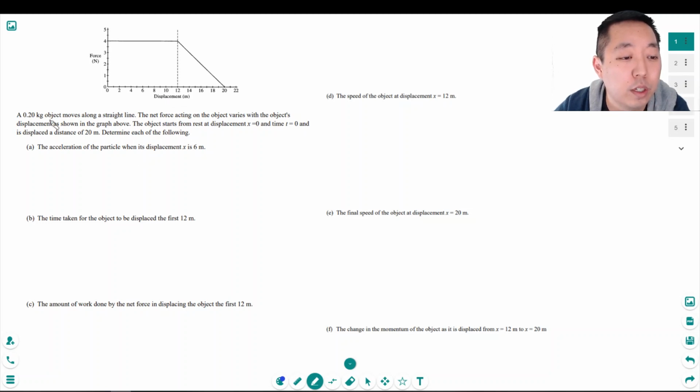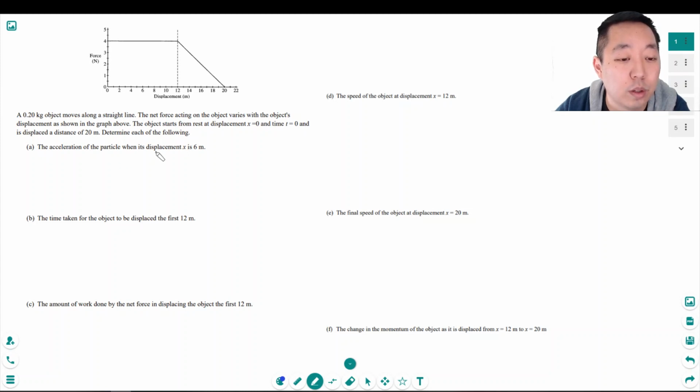So a 0.2 kilogram object moves along a straight line. The net force acting on the object varies with the object's displacement as shown in the graph above. The object starts from displacement x equals 0 at time t equals 0 and is displaced a distance of 20 meters. Determine each of the following.